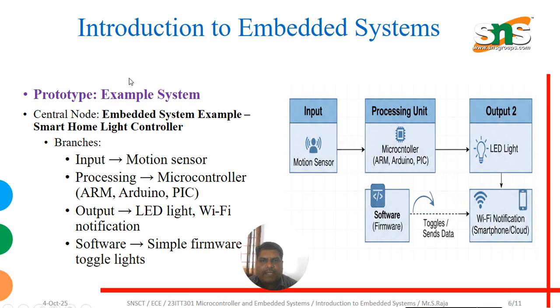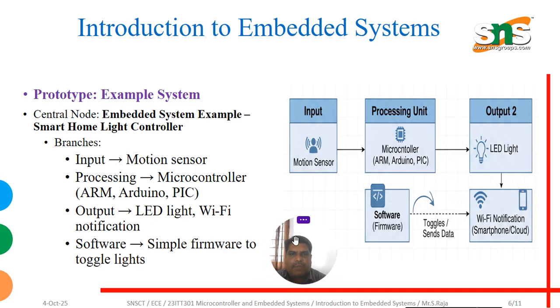Next is the prototype. In this stage, we have to provide a proper system architecture for our problem. For example, here I am taking the smart home light controller. Without touching a switch or going near the switch, we have to automatically switch the light on and off. So this is a condition where our problem is that the LED light should be automatically switched on and off.